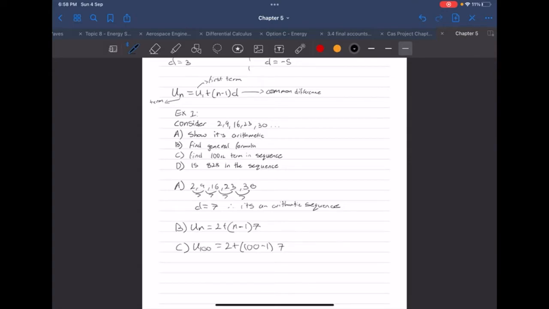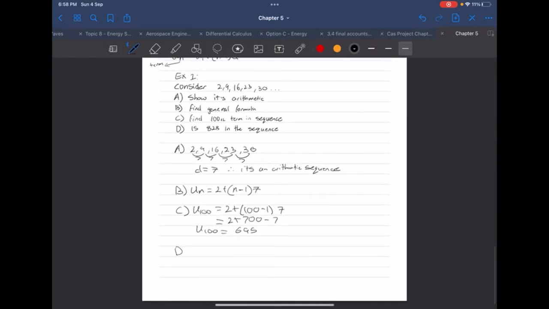So anyway, in this question, u100, this is the formula to find the 100th term. Then we just solve it. So it'll be 2 plus, we expand it, 700 minus 7, which equals 702 minus 7, which is 695. So the value for the 100th term is 695.